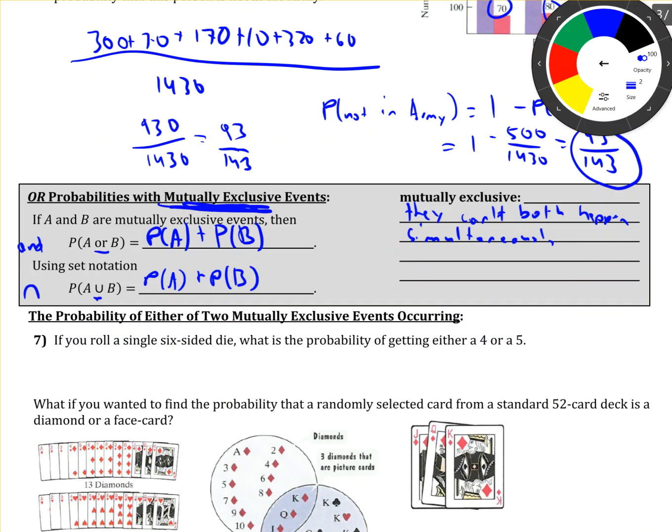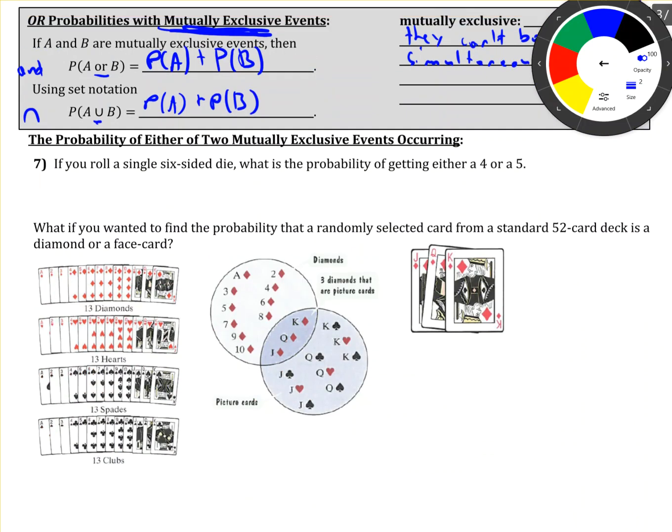All right. So if you roll a single six-sided die, what's the probability of getting either a 4 or a 5? The probability of getting a 4 is 1/6. The probability of getting a 5 is 1/6. The probability of 4 or 5 is going to be 1/6 plus 1/6, which is 2/6, which is 1/3.